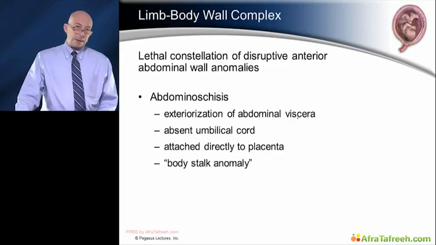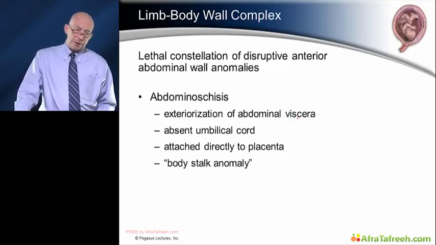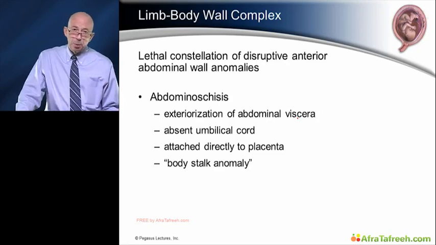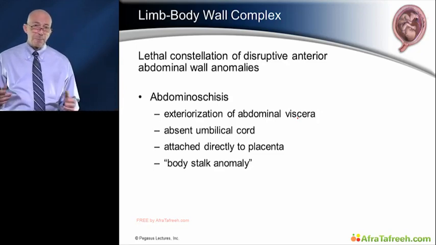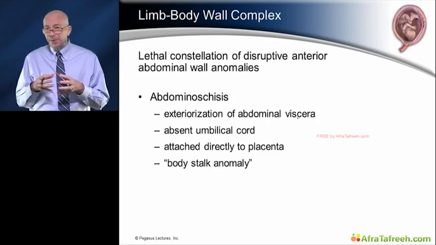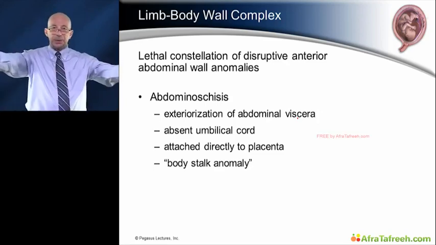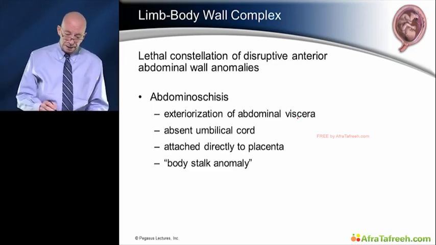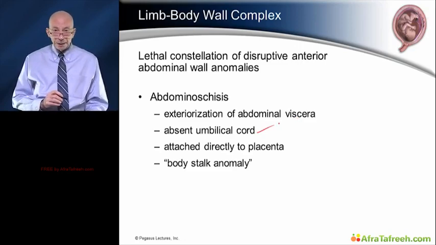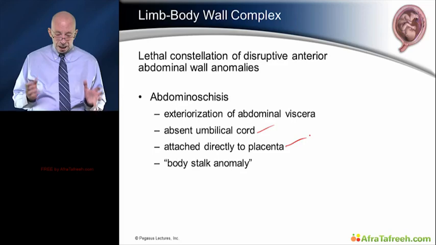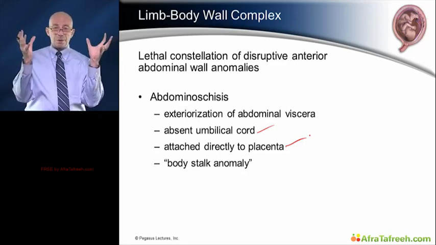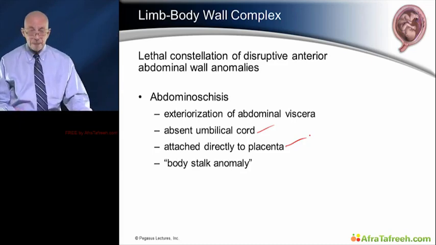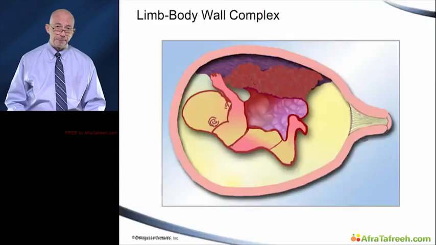Limb body wall complex is rare. It's a lethal constellation of disruptive anterior abdominal wall anomalies. It's also a form of abdominoschisis, which means the exteriorization of abdominal contents. The umbilical cord is absent, and the contents are attached directly to the placenta. There's no cord in between. It's also sometimes referred to as body stalk anomaly.